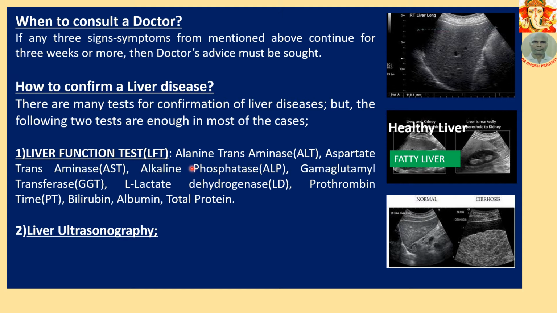That includes the alanine transaminase test, aspartate transaminase test, alkaline phosphatase, gamma glutamyl transferase test, L-lactate dehydrogenase, prothrombin time (PT), bilirubin, albumin, total albumin. Actually, this is a combined test. All tests are included in this liver function test. So if you get a liver function test, you will get all the results. From this result, the status of the liver can be known.